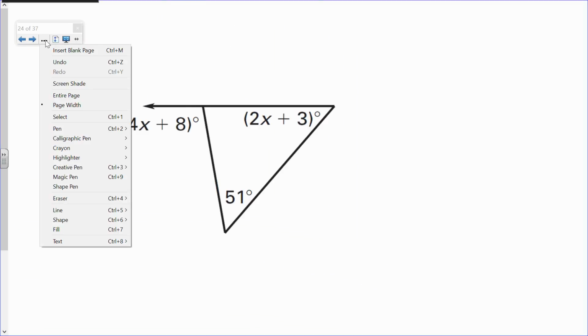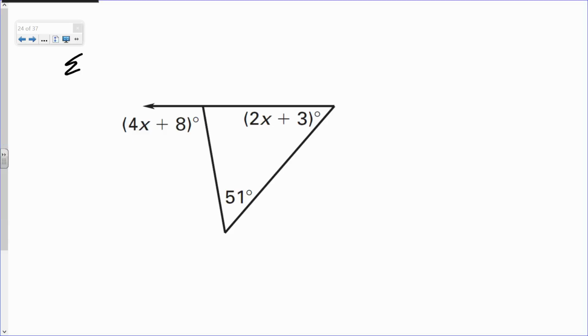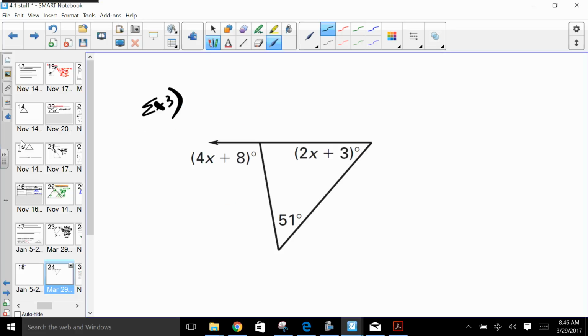Example 3. Once you see an exterior angle, you're going right to the exterior angle theorem.